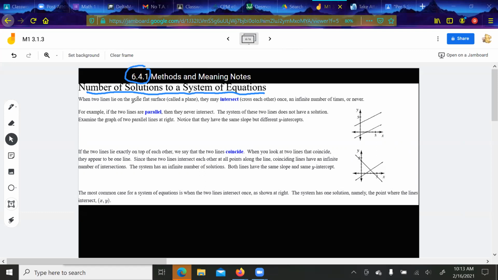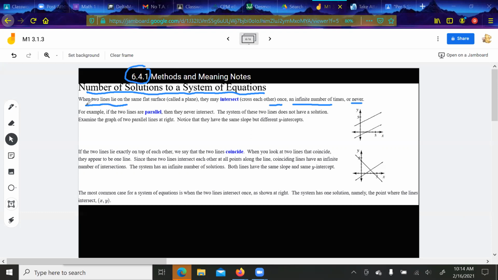When two lines lie on the same flat surface called a plane, so this is an XY plane, they may intersect across each other once, an infinite number of times, or never. So they can cross once, an infinite number of times, or never. So those are your three possibilities. Go ahead and write that down.